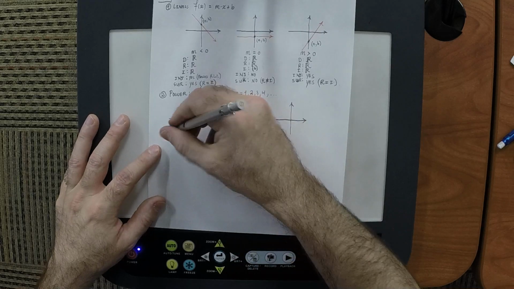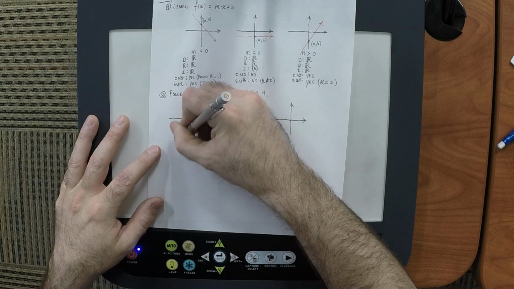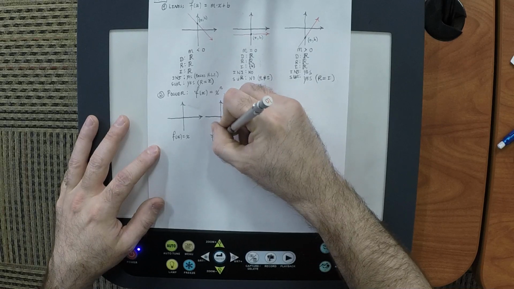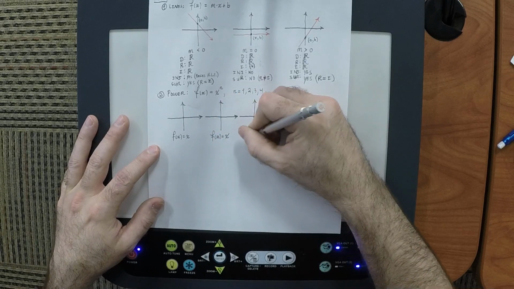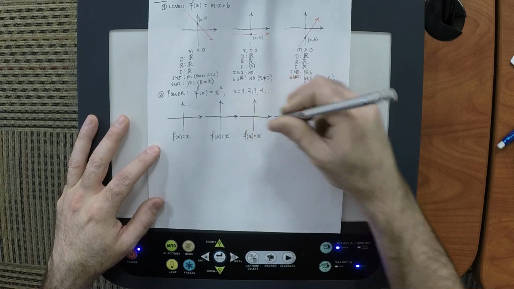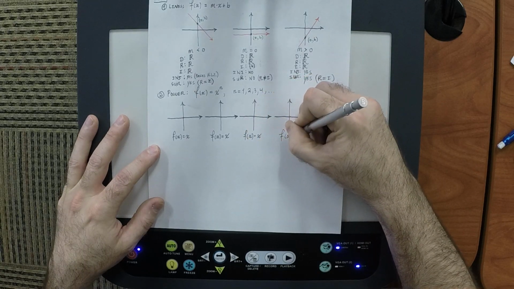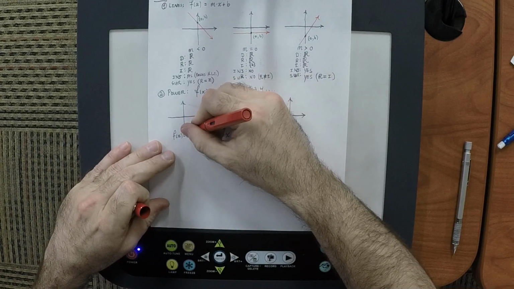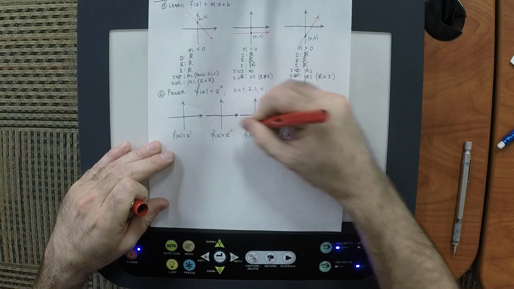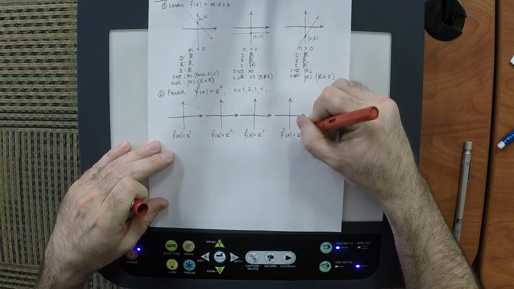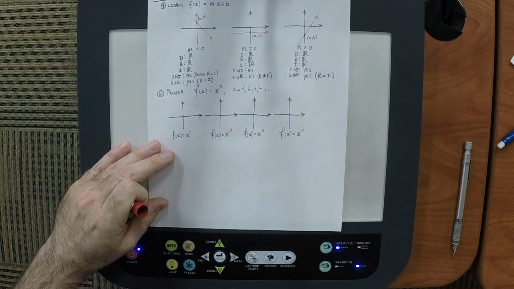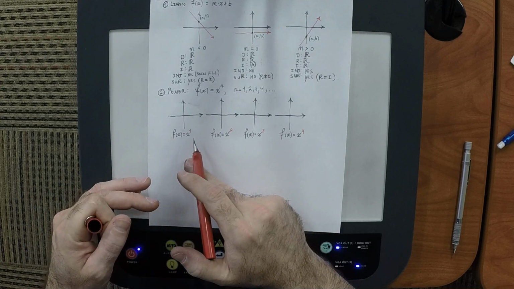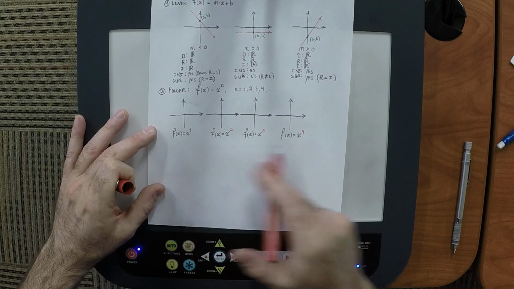Then they're all going to look like f of x is x to some exponent: f of x is x to exponent 1, f of x is x to exponent 2, f of x is x to exponent 3, and f of x is x to exponent 4. I'm going to write the exponents in red just so you can see what part of the pattern is changing. Of course, normally you don't write exponent 1, but I'm writing it just to emphasize.